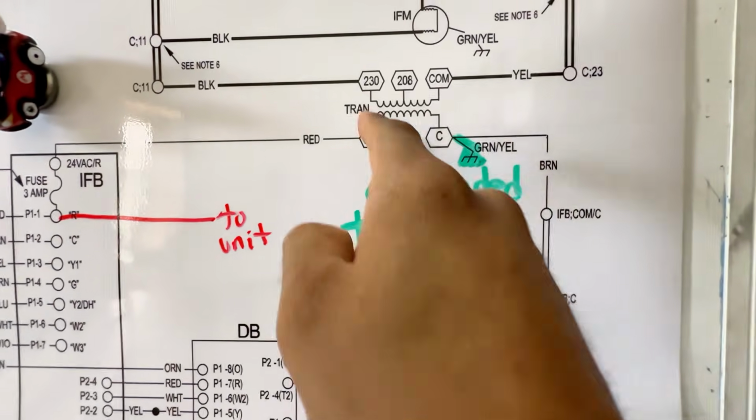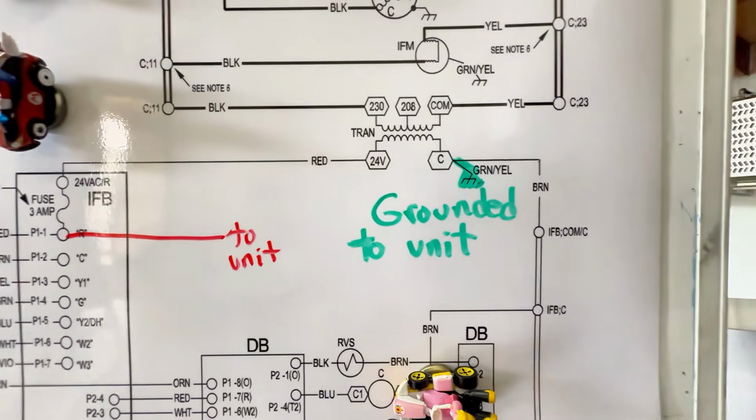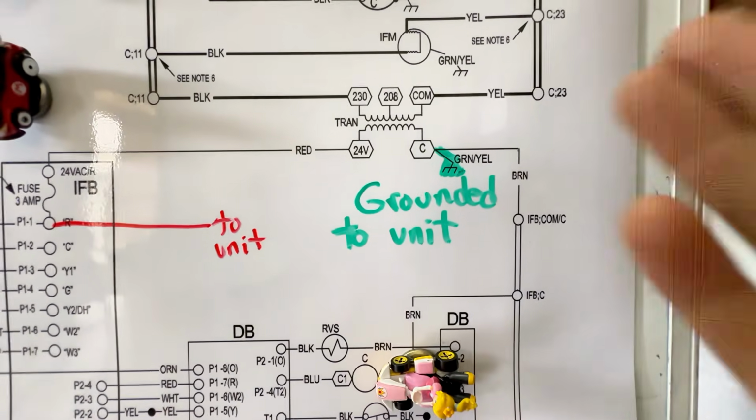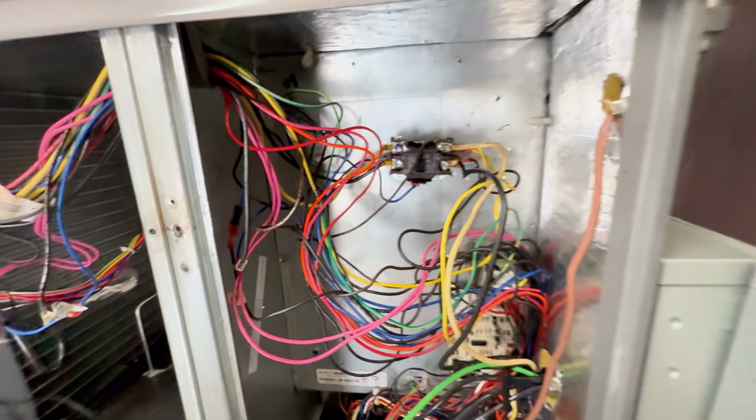Your common coming from your transformer, right? Your low voltage, you got your 24 volts and your common. Your common, you want to ground that. How does that look? Well, when it comes here, and I'm going to go ahead and disconnect power.